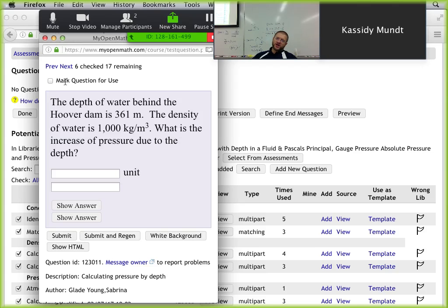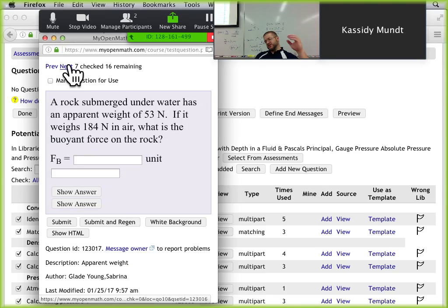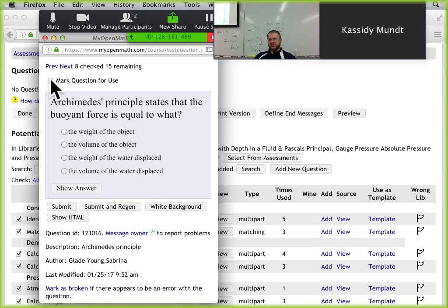So calculating pressure is just force divided by area, right? And then depth, there's an equation for the change of pressure as a function of depth. Here's an Archimedes principle problem where they're giving you the apparent weight underwater and the weight of it in the air. Calculate the buoyant force. We're just going to choose all these things here.